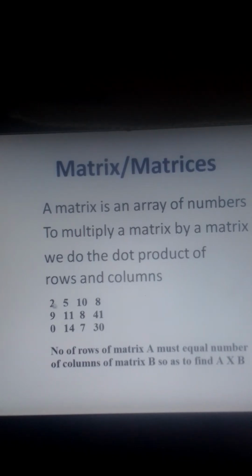In this matrix, we have 3 rows, 1, 2, 3, and 4 columns. Now, to multiply matrix A by matrix B, the number of rows of matrix A must equal the number of columns of matrix B. So the two must be compatible. Next, we want to see how to multiply matrices.